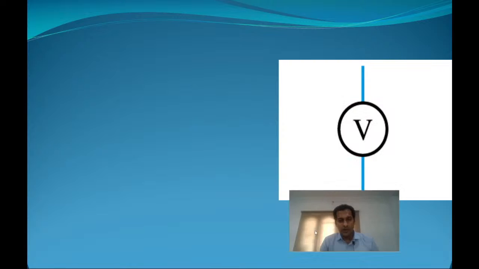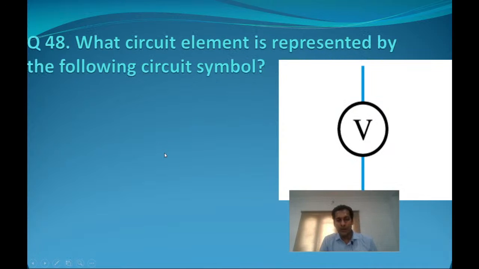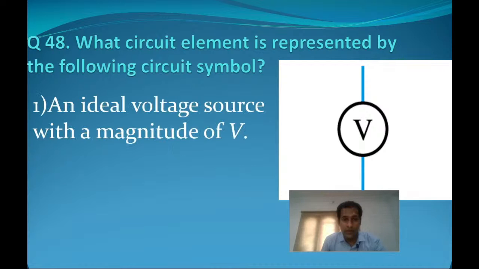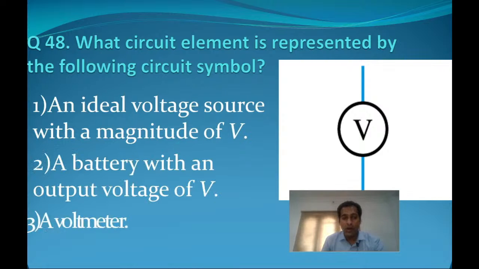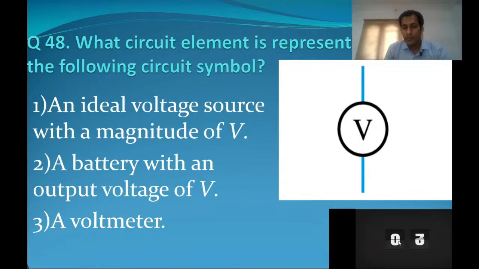The next question is again very simple. It may probably be our last question of the practice. What circuit element is represented by the following circuit symbol? Either it is an individual voltage source, or a battery with an output voltage, or a voltmeter. Your time starts now. We have discussed the symbols. What is this symbol? What does this symbol stand for? Either it is a voltage source or something like this.